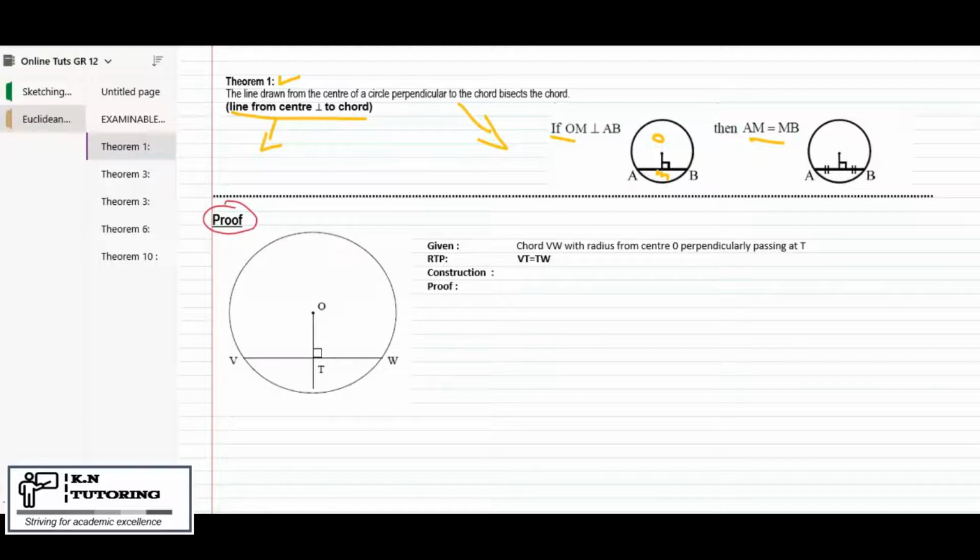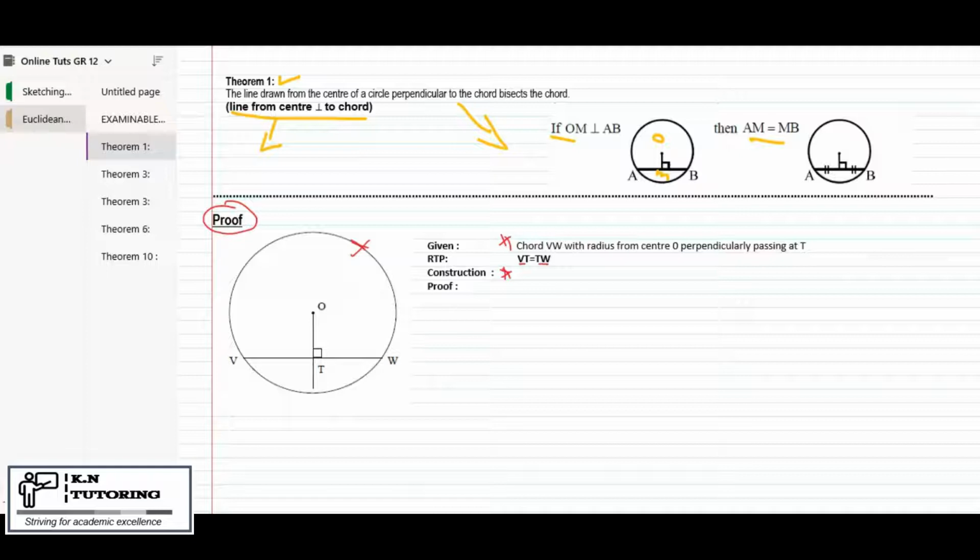As you can see, it says given chord VW with radius from center O perpendicular, passing at T. So basically this is what is given on your sketch. Nothing fancy and nothing to worry about. That is what is given. RTP means required to prove. What are we required to prove? We are required to prove that VT is equal to TW. That's RTP.